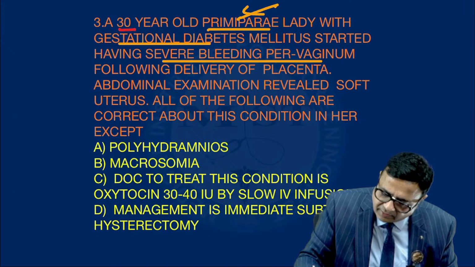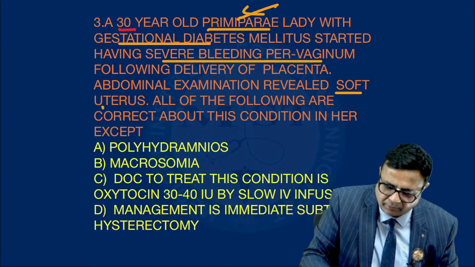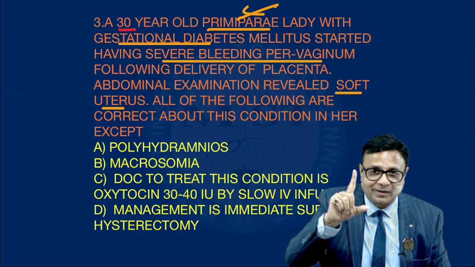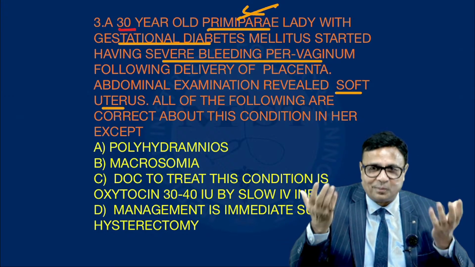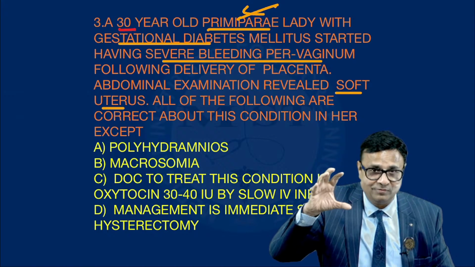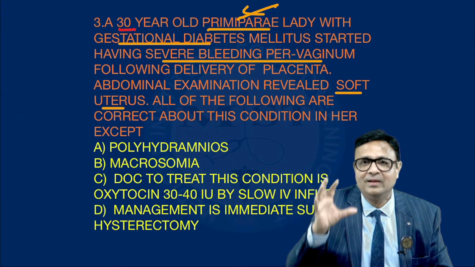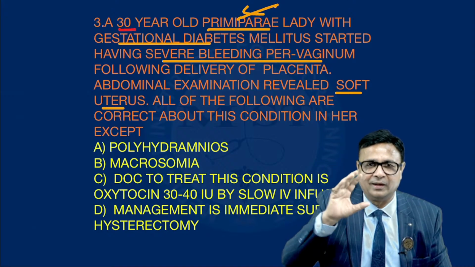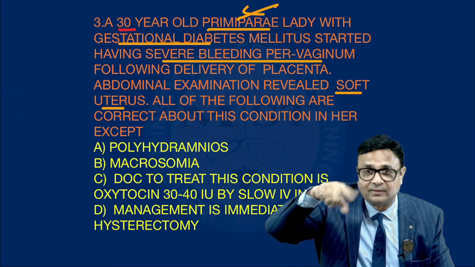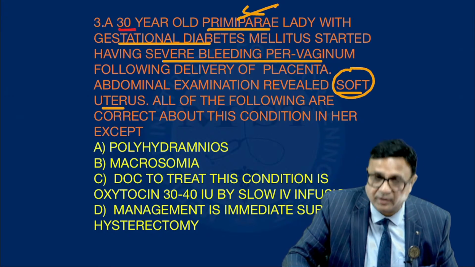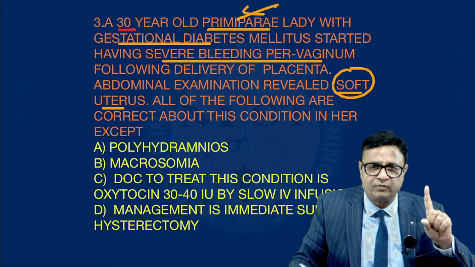Abdominal examination revealed a soft uterus. Otherwise, after delivery of the placenta, the uterus should be firm and globular, like a cricket ball feel. What is the abdominal sign of placental separation? A firm, globular, cricket ball feel of the uterus. But this is a soft uterus, which is something we don't want. We want a firm, globular, cricket ball feel of the uterus.